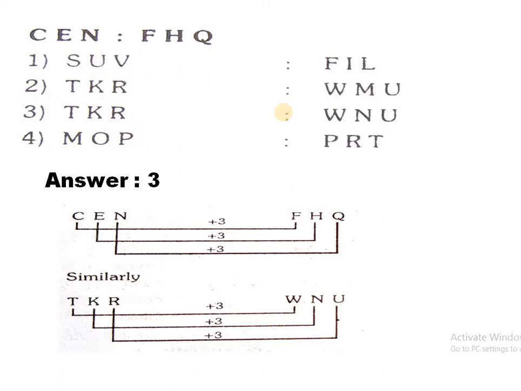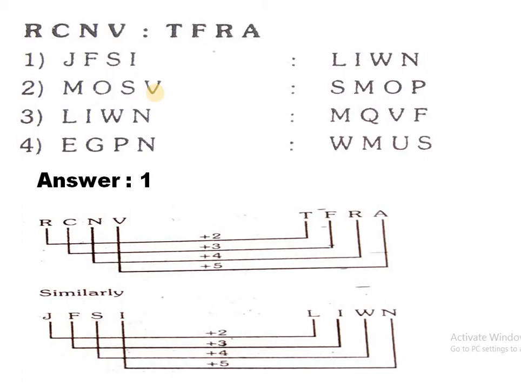I'll give another example so that it is useful. Here the number difference between the two letters is 3. Sometimes it may be 4, sometimes 2, sometimes 5 also. So according to that you have to check the intervals between the letters and decide the correct answer. So next question is RCNV, TFRA. So here it is not the same interval, it is different intervals. The first letter in between letters will be 2.